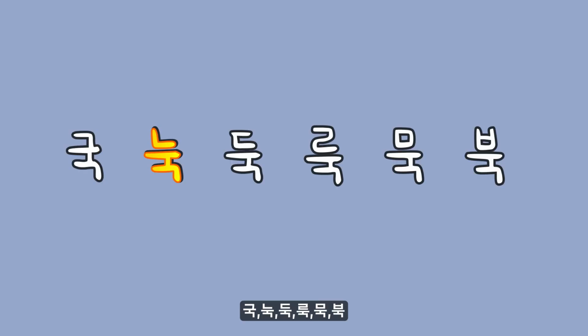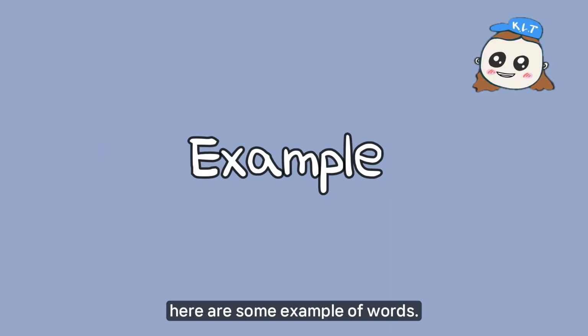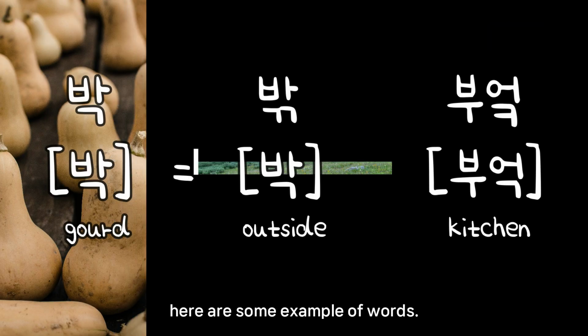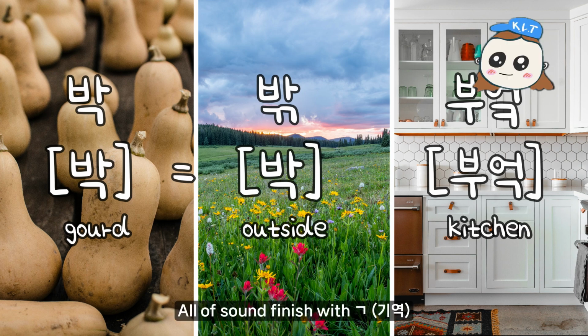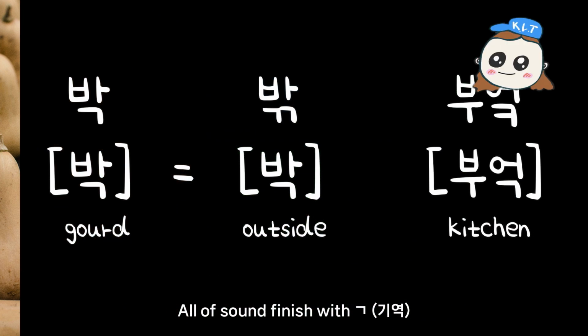국, 눅, 둑, 룩, 묵, 푹. Here are some example words. 박, 부엌. All of them finish the sound with 기역.